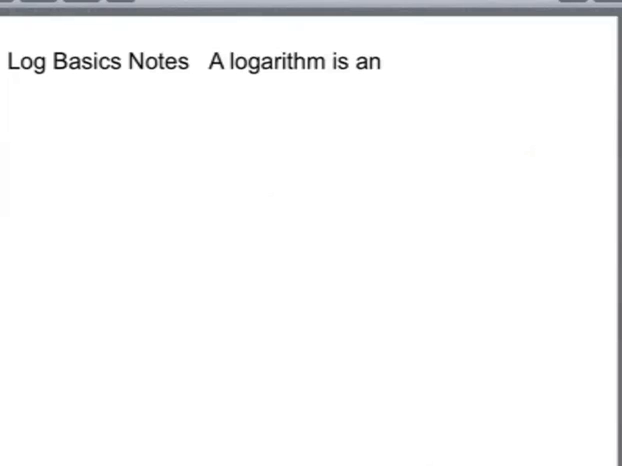This is Log Basic Notes. You'll need your notes handout to go along with this, and during the video I'll stop at various times and have you do some problems, pause the video, and then check your answers.